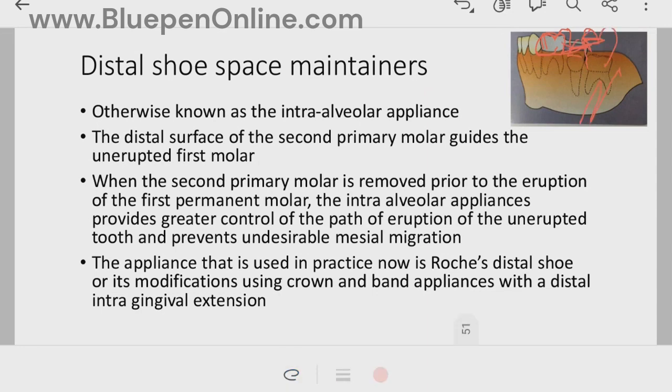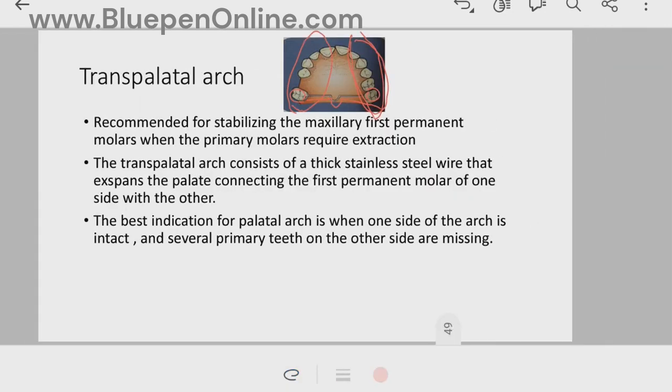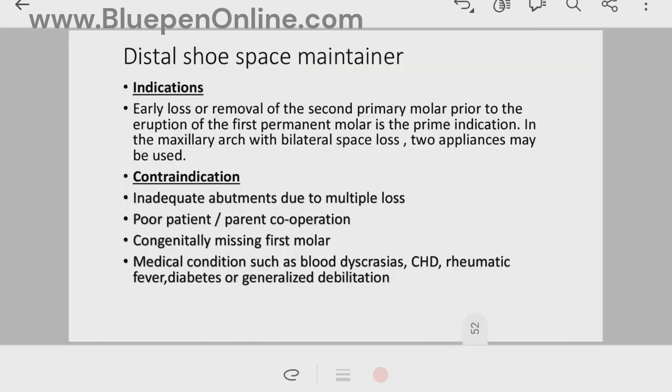Okay. Now, indication. You can use this when there is the early loss or removal of the second primary molar, even prior to the eruption of the first permanent molar. Now, contraindications: patient or parent cooperation, congenitally missing first molar.